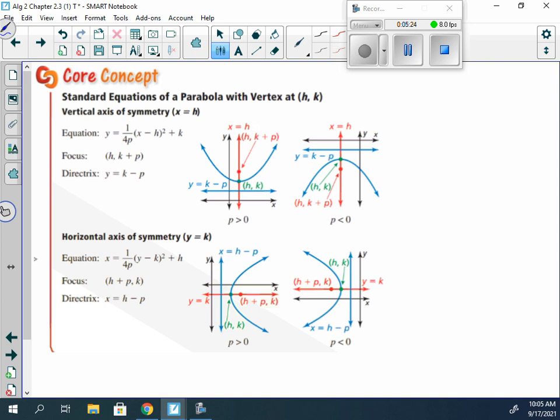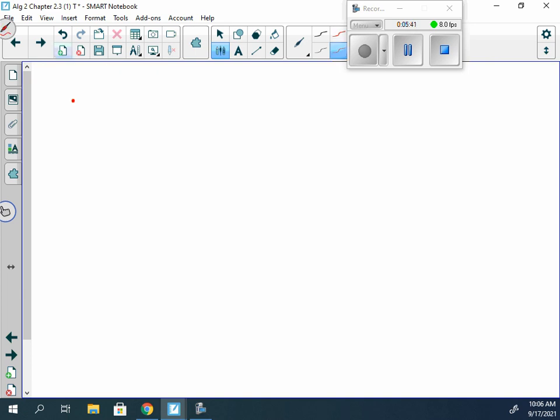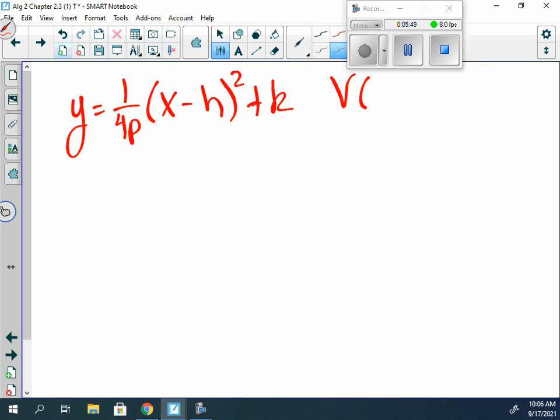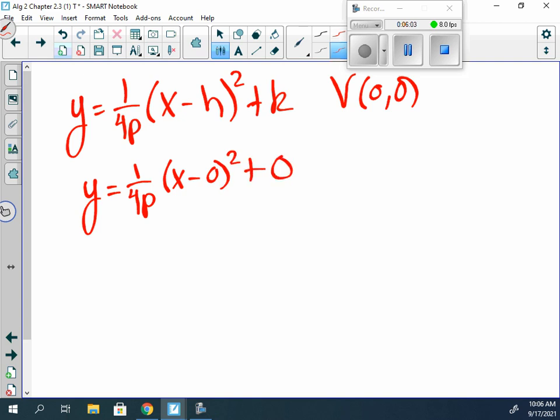And this will also work when the vertex is h comma k. Because all the problems we're going to look at today, the vertex is going to be the point 0, 0. So if we took, new page, y equals 1 over 4p, you don't have to write this down, this equation here, vertex is at 0, 0. So h and k are both 0, yes? So we get y is equal to 1 over 4p, parentheses, x minus 0 squared plus 0.